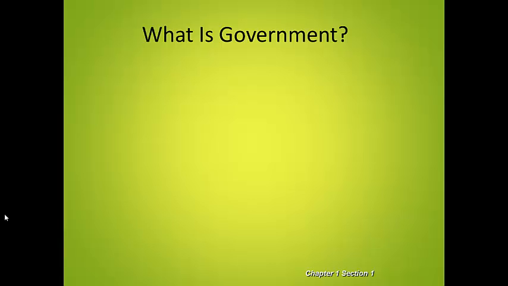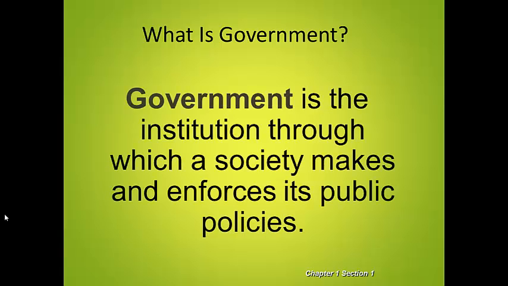Well, a government is not necessarily the police. It's not necessarily the school system. Those are things that are used to implement policies. And so the definition that we're going to use for government is that governments are the institutions and processes through which a society makes and enforces its public policies.